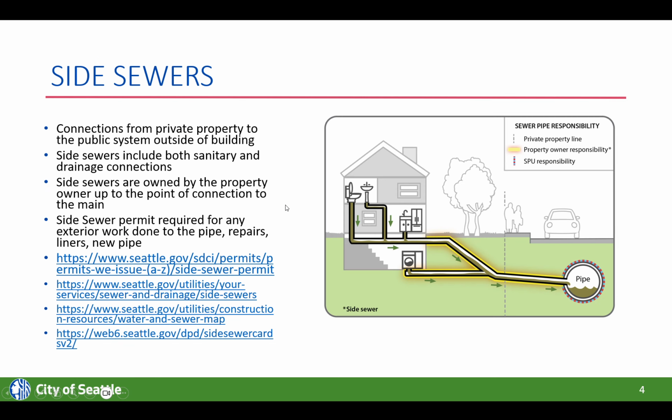So side sewers are the pipe that connect private property, buildings, and sites to the public system. That includes the storm pipes and the sanitary pipes. Those are all considered side sewers. The property that is served by that is responsible for the pipe all the way from the building to the main, even if the main is in the right of way. The property owner is responsible for the maintenance and installation of that pipe to the main.